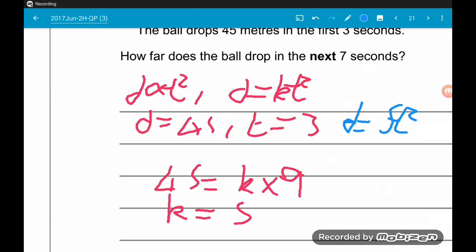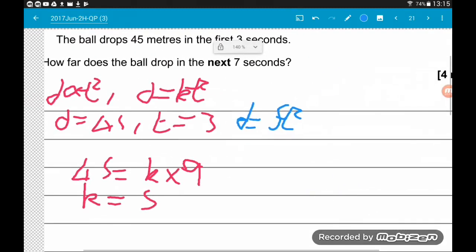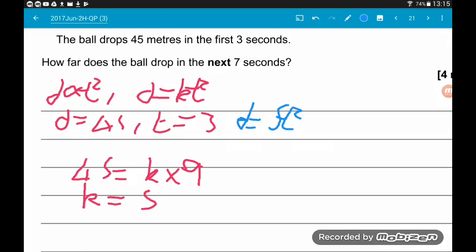Okay, so now we have the information we need to finish the question. Just be very careful here about what it's actually asking. It's asking us how far does the ball fall in the next 7 seconds. So how far does it fall from the point it's at after 3 seconds and then to 7 seconds later. So what we want to do here is find the distance after 10 seconds and then take away the distance after 3 seconds.